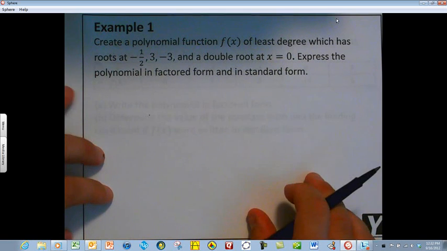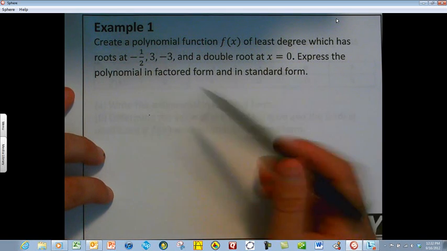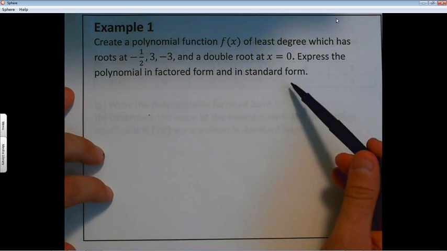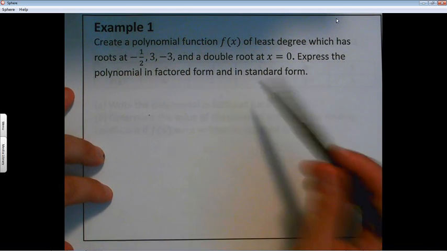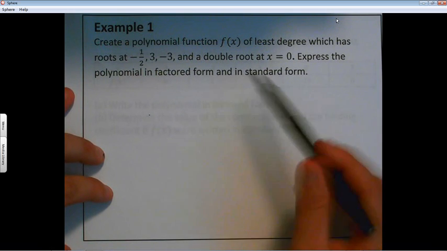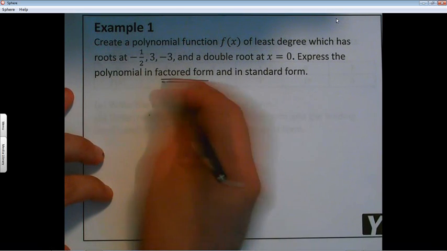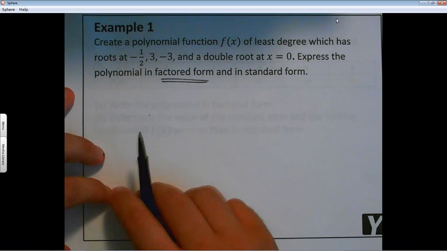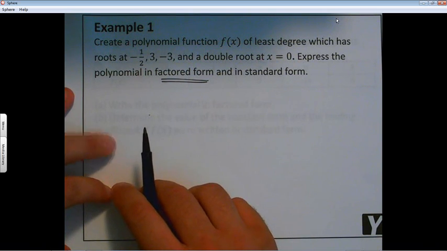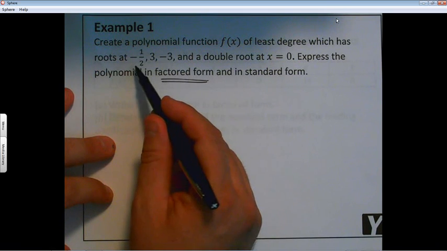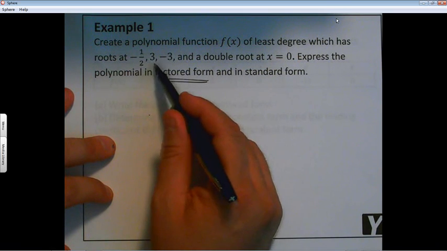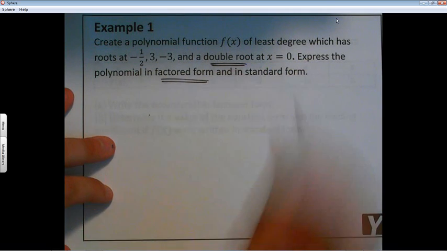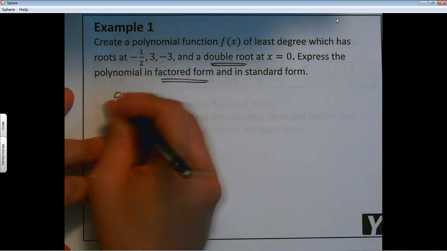A common task is, given the roots of a polynomial, we actually want to come up with the equation for the original polynomial. And so to do that, you could, depending on how comfortable you are, try to go straight to factored form, which is my preference, and then go to standard form, or sometimes you might want to go to standard form first. I think it's typical that you're going to want to go to factored form. So what do we know?